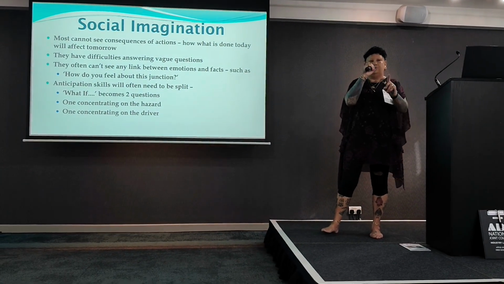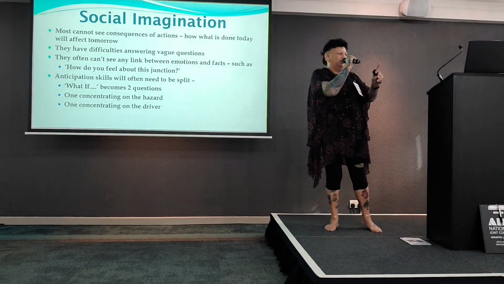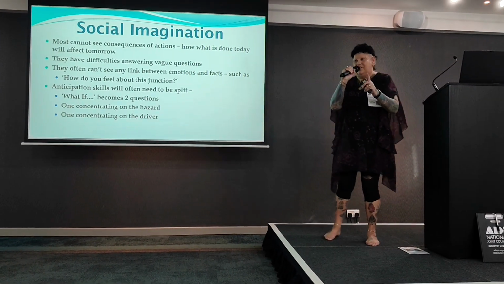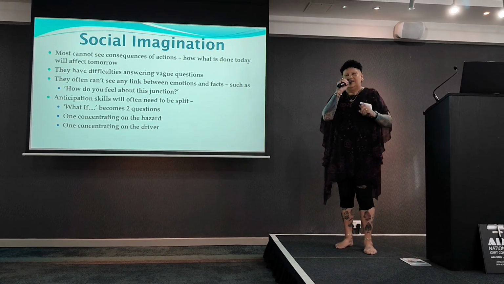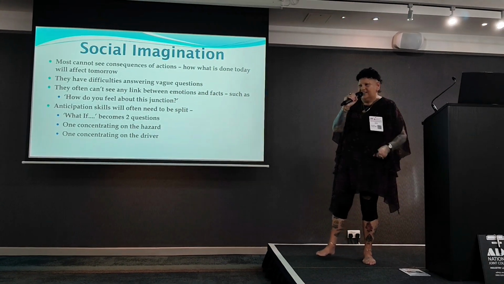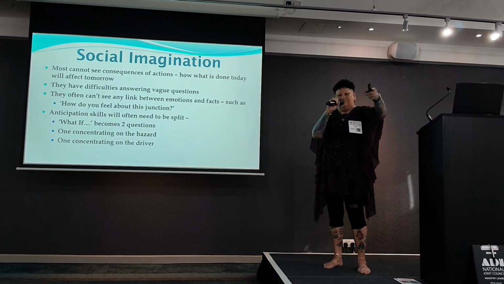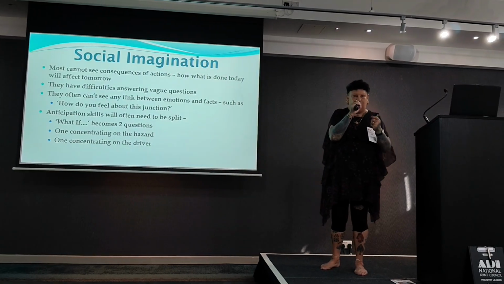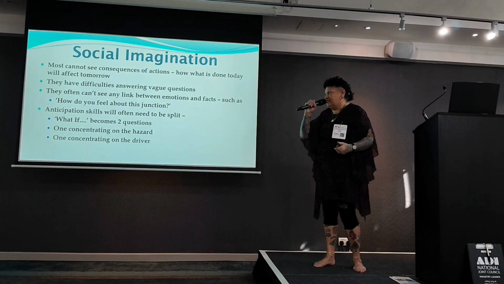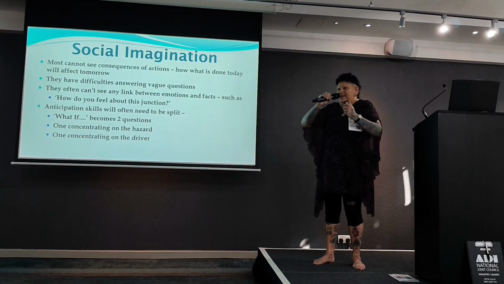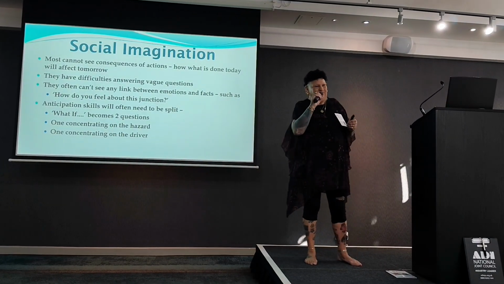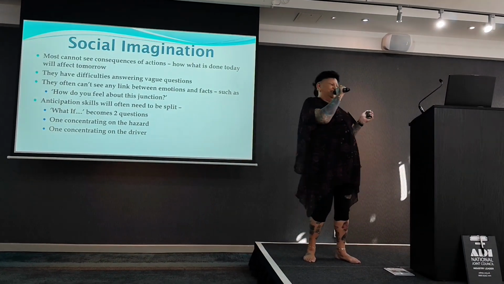Can they see what they do on the road is going to affect everybody else? That's the hardest thing. Sometimes they see themselves in their own world and everybody else is being hostile. They can't see the drivers all getting to the same or different destinations, having to work with each other to get through roundabouts and junctions. Vague questions. So what's down the road? They'll say, tarmac. They might say something like that.